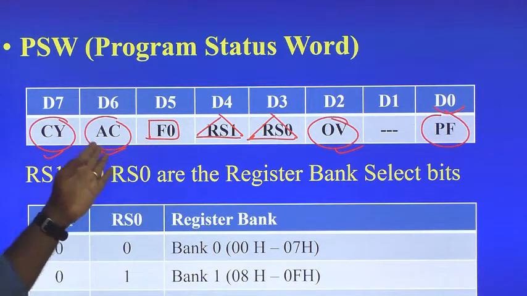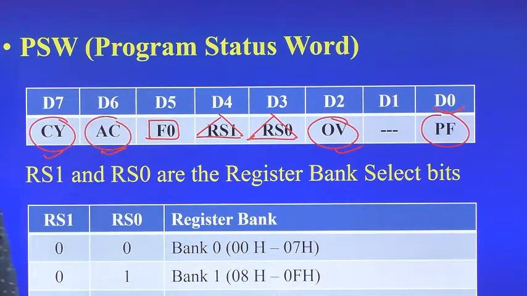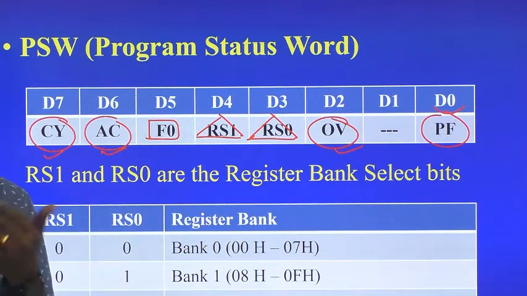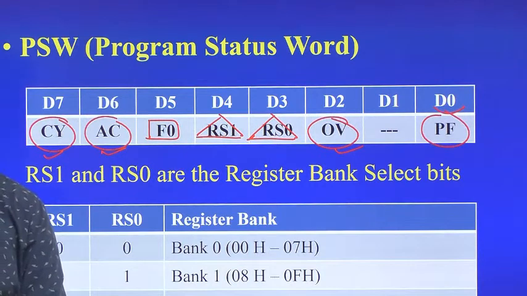And next is AC, the auxiliary carry. This auxiliary carry is set to 1 for two cases. Case 1: in addition, the carry was transferred from bit position D3 to D4. Or I can say it another way: in addition, the carry was transferred from the lower nibble to the upper nibble. Case 2: in case of subtraction, the borrow was transferred from bit position D4 to D3, or we can say that in subtraction, the borrow was transferred from the upper nibble to the lower nibble. In either case, this auxiliary carry is set to 1. And you remember, friends, this auxiliary carry we can also call BCD carry or secondary carry.